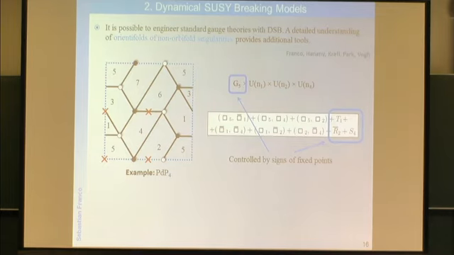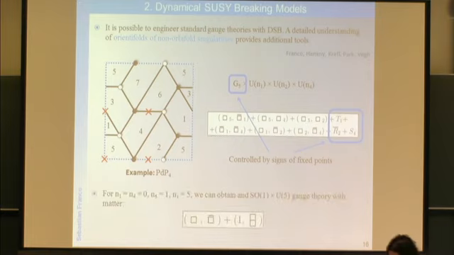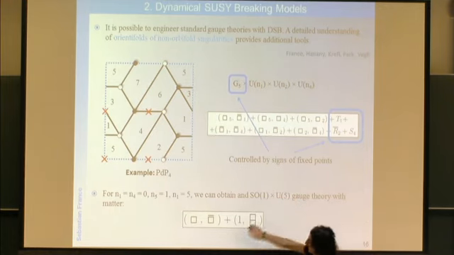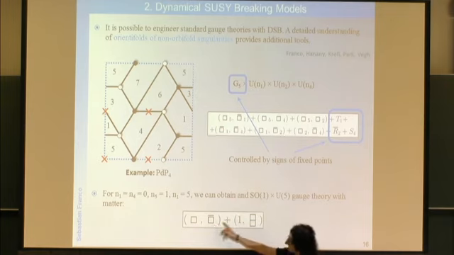And it's very much like what Francisco said. It's controlled by some choices of signs. Okay, and in particular, it's possible to engineer the following theory. This is an SO(10) times U(5) gauge theory with these representations that looks like a single generation of SU(5) grand unified theory. So it's close to the model that Francisco was talking about.